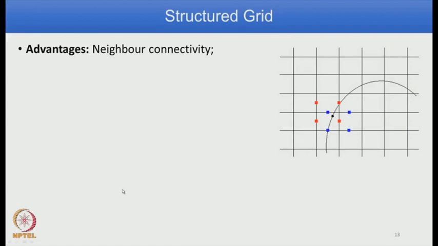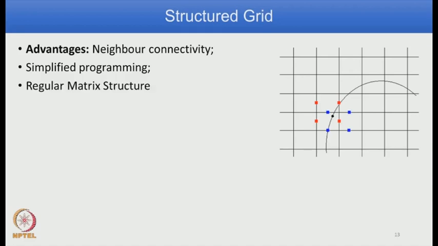So, what is the advantage? In a structured grid, as we have seen, we know for a particular node what the surrounding nodes are, and we know it is the same number of surrounding nodes throughout the domain. So, that makes our job easier. It is easy to have neighbor connectivity, and because of that it is easy to do programming, because we know that so many points are there and it is the same throughout.